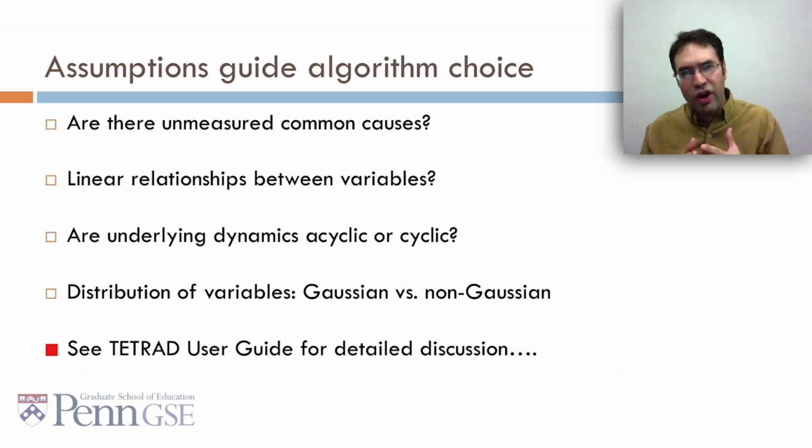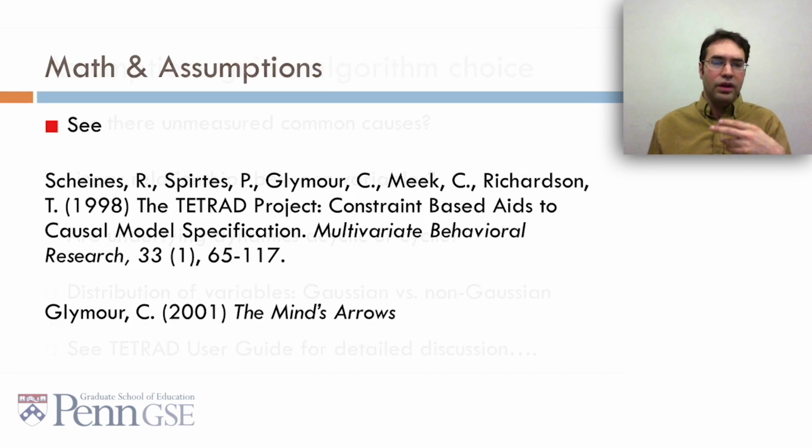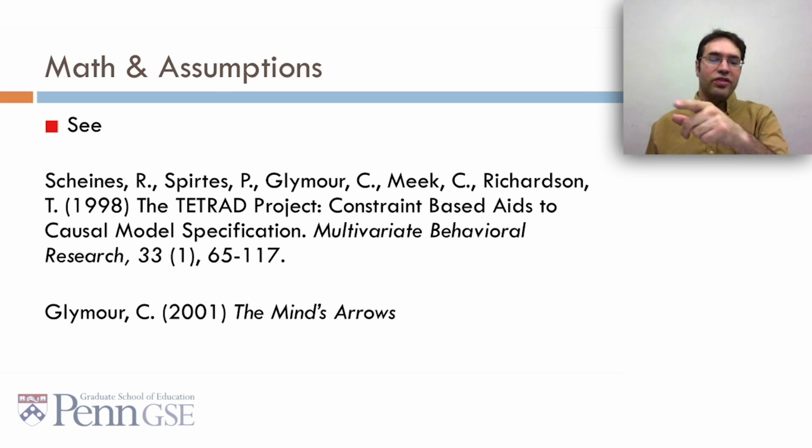For a discussion of which algorithm is the right one to use for each of these cases, I'd like to refer you to the Tetrad user guide, which can go into much more detail on this than my lecture can. For the math and assumptions, it's hairy, it's hard work, it's good slogan. This is a good paper to read, and this is a good book to read. I read the book first, I read the paper second. That'd be my recommended order.